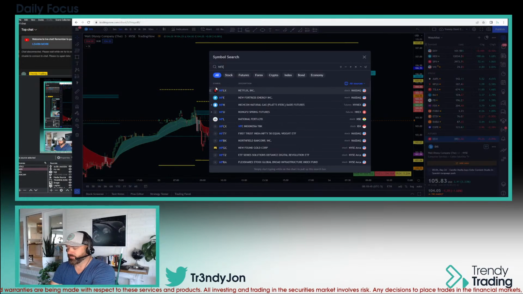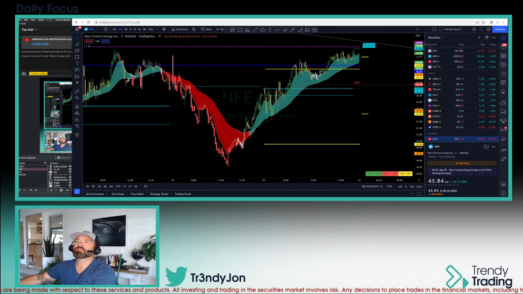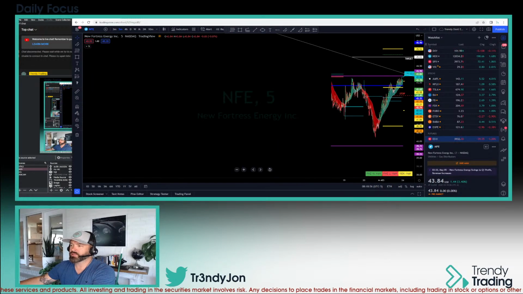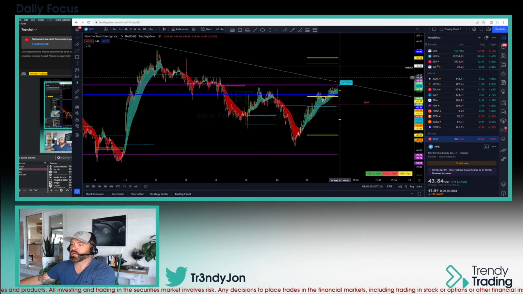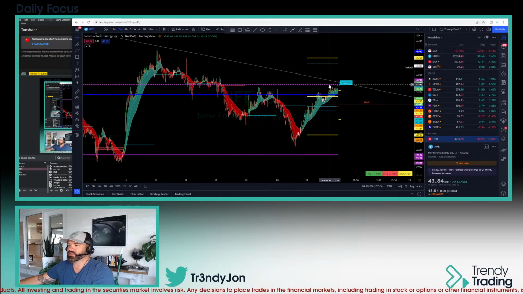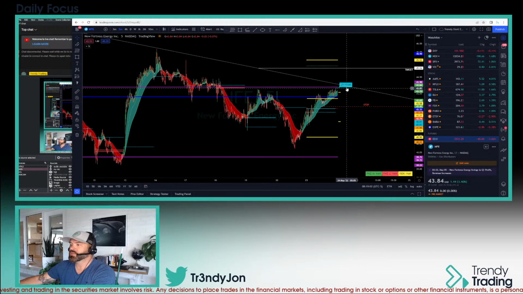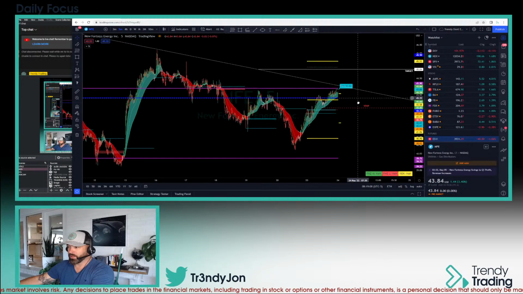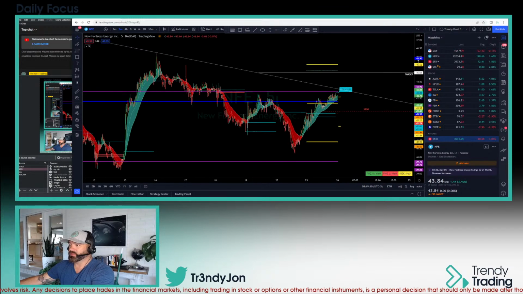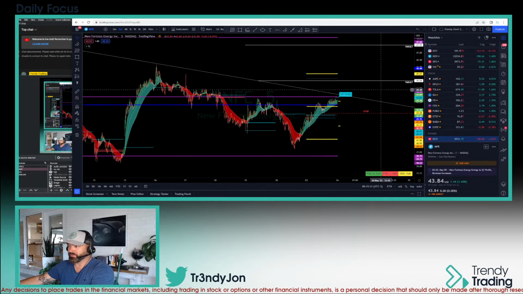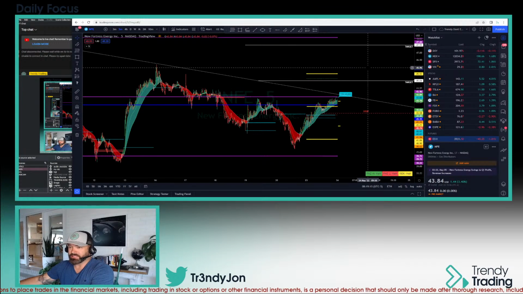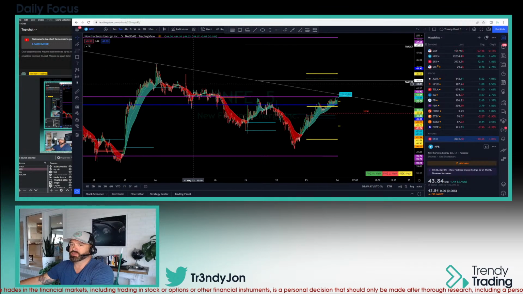So this NFE, I believe is what it is. Let's go ahead and just make sure. Yeah, NFE. And I went over what I'm looking for. It's getting a little tight. You can see it came right into the edge, and this is resistance until proven otherwise. We need to see bids above probably 44.5, 44 to get me a little bit more excited. The targets to the upside are 45, 45.90, and 47.55. Those are going to be my targets.